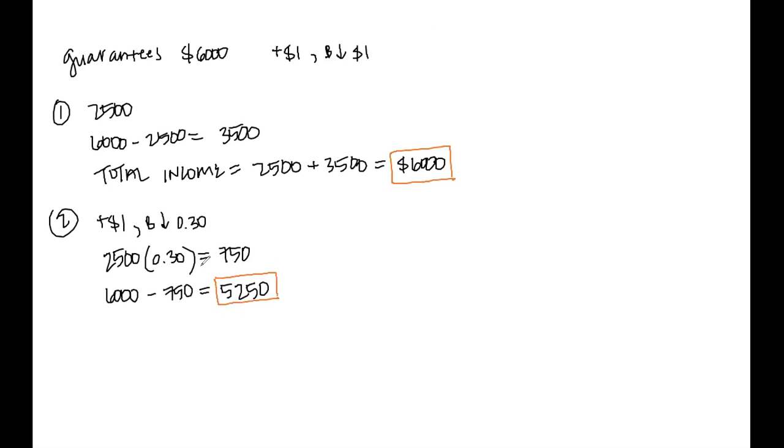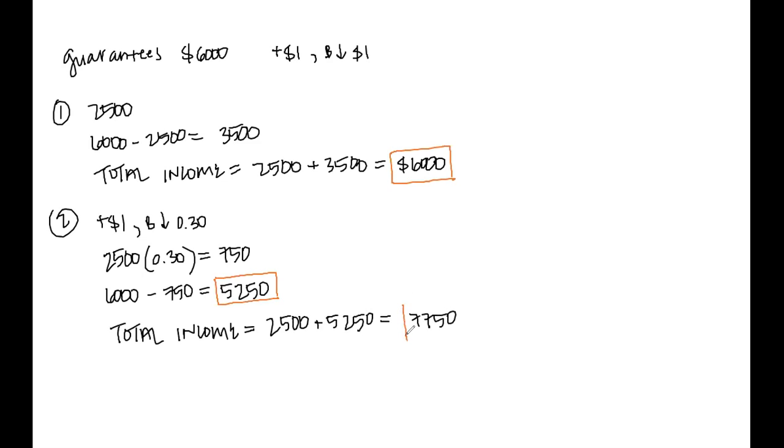And then they also ask us what the total income is. So like I said last time, their total income is going to be how much they're making already plus this subsidy. So they're already making $2,500. Then we can add in the subsidy of $5,250 to get us a total income of $7,750.